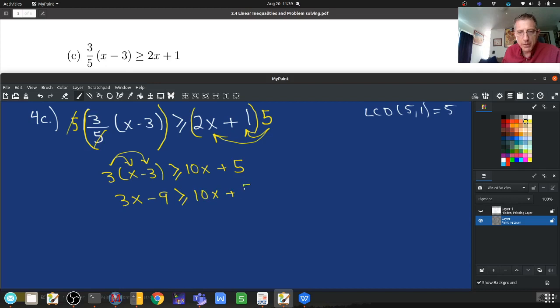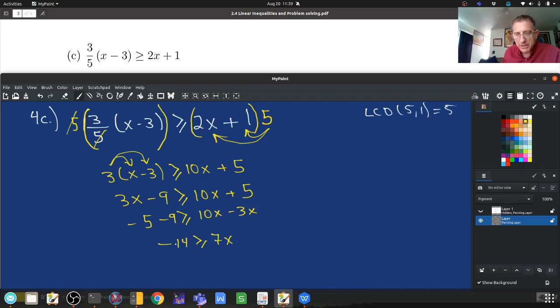And here we want to make a choice that will make this better. I want my variable term, the coefficient, to be greater than 0, so that means I need to move the 3x over to this side. In doing so, it becomes negative. That means my minus 9 has to be joined by a minus 5. Minus 5 minus 9 is minus 14. 10x minus 3x is 7x.